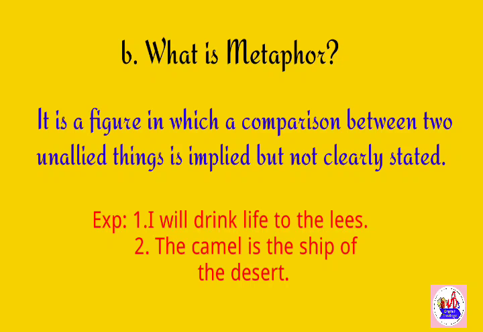Another comparison is: the camel is the sheep of the desert. Here, camel is compared with the sheep. Two unlike things, camel and sheep, but a comparison is made between these two. But here, words of comparison like, such, as, are not used. So, this comparison is expressed in an implicit way. Implicit means suppressed way. So it is not clearly stated. Implicit means it is not clearly stated.